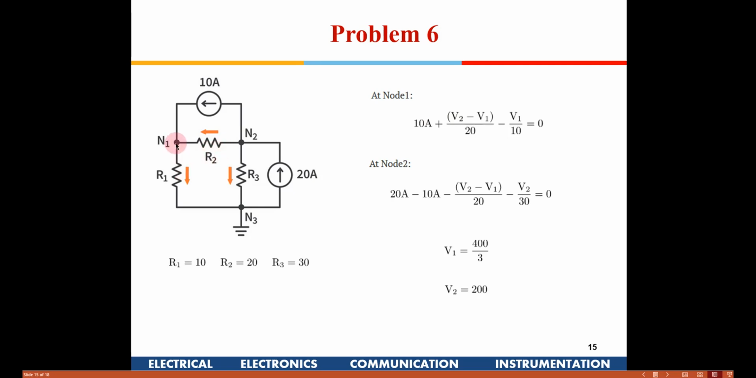Okay. So 10 amperes plus V2 minus V1 by R2, R2 is 10, and then V1, this is minus because the current is flowing out. So this we have written as the equation. So you get one equation.